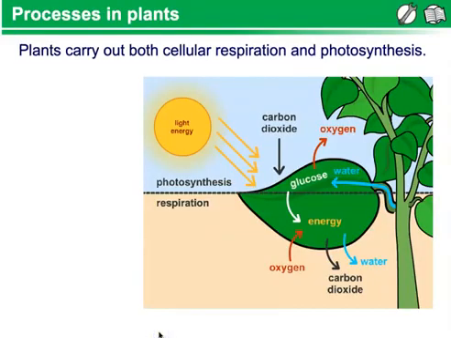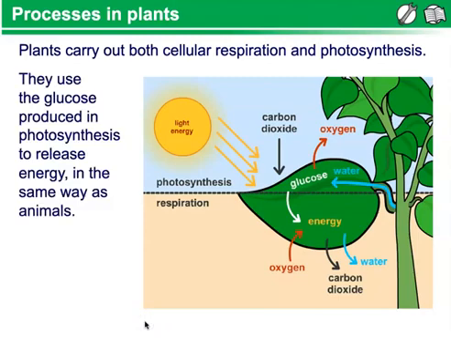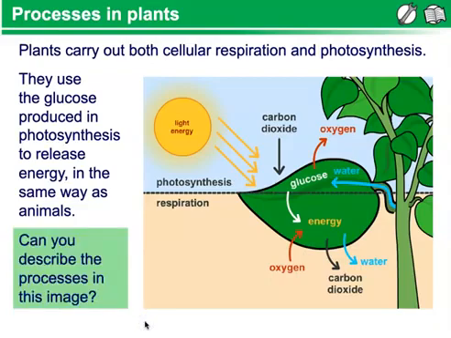Processes in plants. Plants carry out both cellular respiration and photosynthesis. They use the glucose produced in photosynthesis to release energy in the same way as animals.